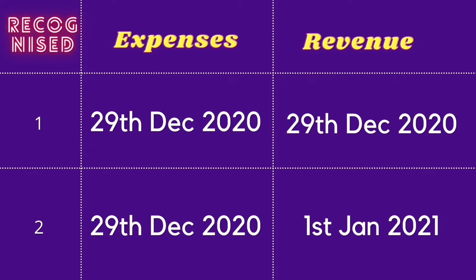Let's say the cut-off or the financial year end of the company is 31st December 2020. So can you see the impact here? There's no impact for scenario 1 since both expenses and revenue were recognized within the current year. However, there's a huge impact on scenario 2 because the revenue was recognized in the next financial year, meaning that the revenue of 2020 will be reduced by 1,800 ringgit.